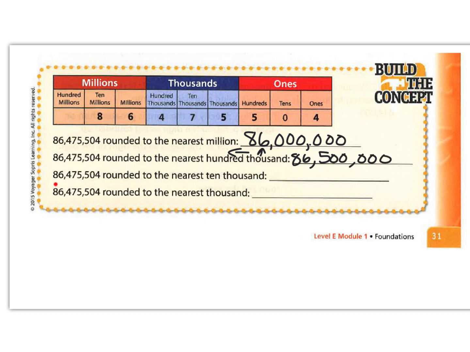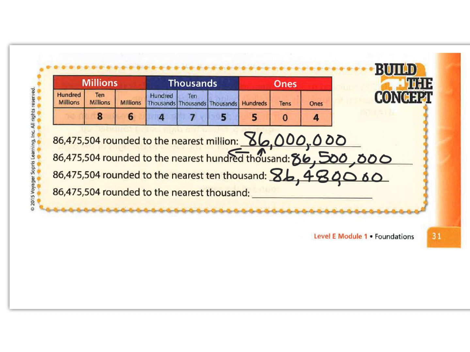The next one, take that number and round to the nearest 10,000. So now we're looking at the 7, the number to the right. 5 or more, raise the score. So this is going to raise up to an 8. So we keep all the other ones the same. So 86,480,000.